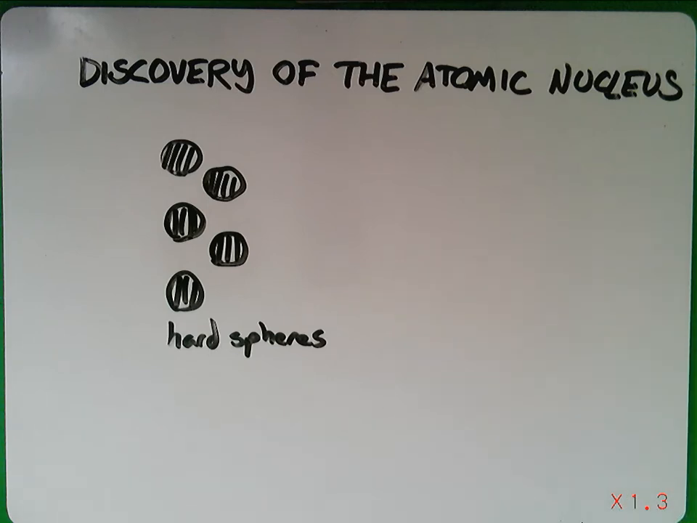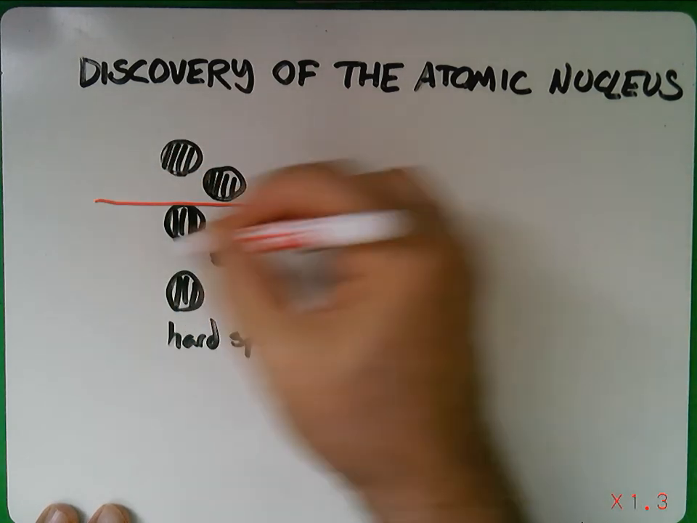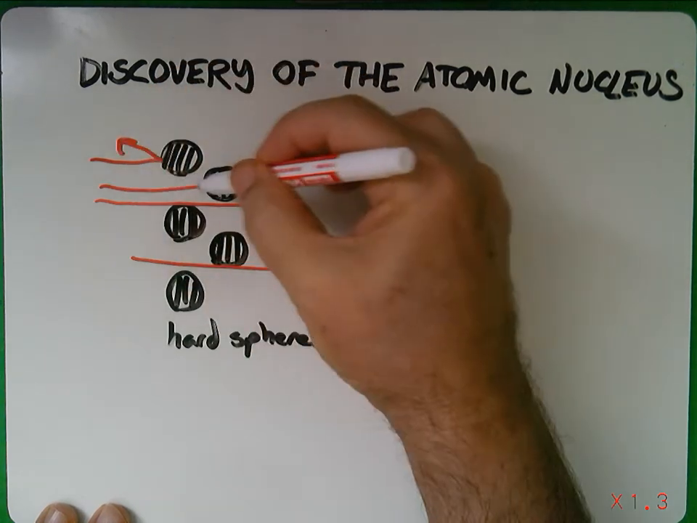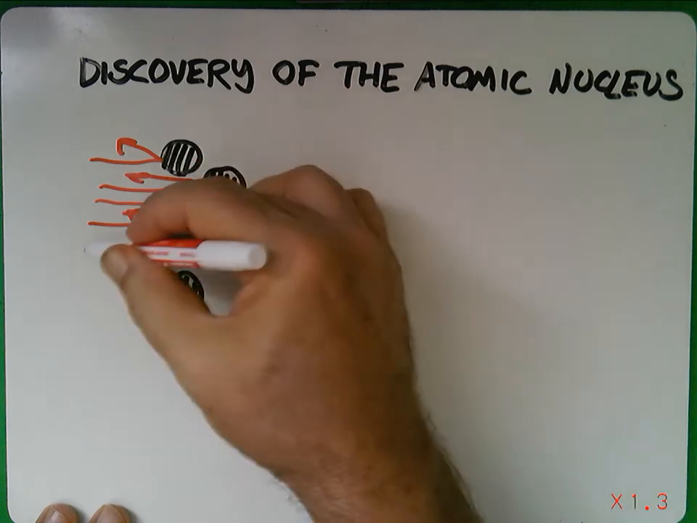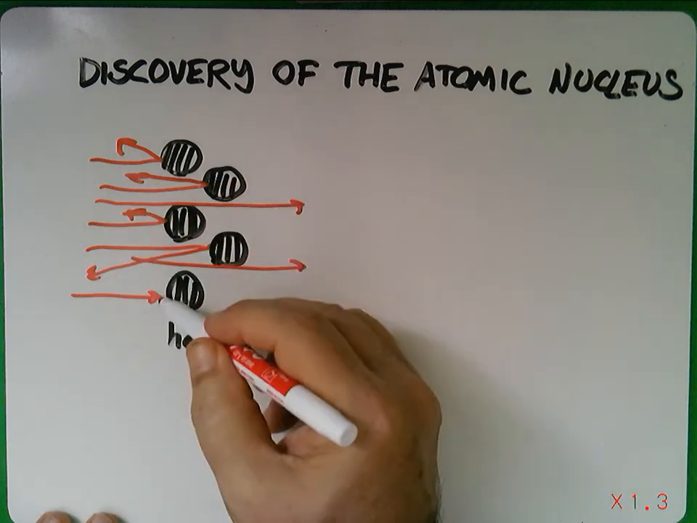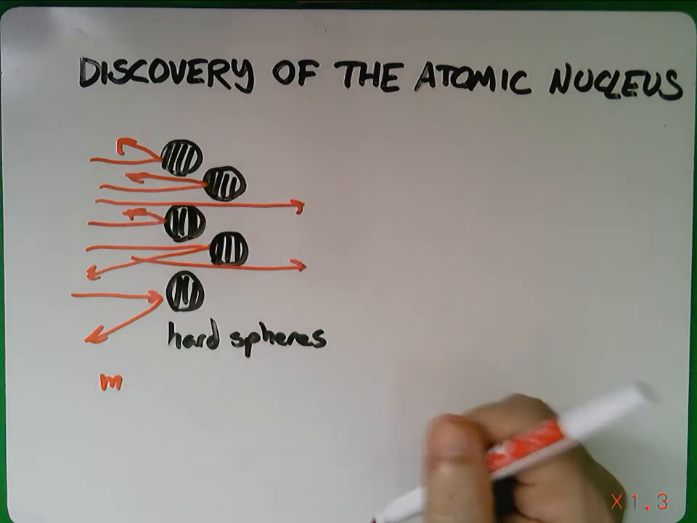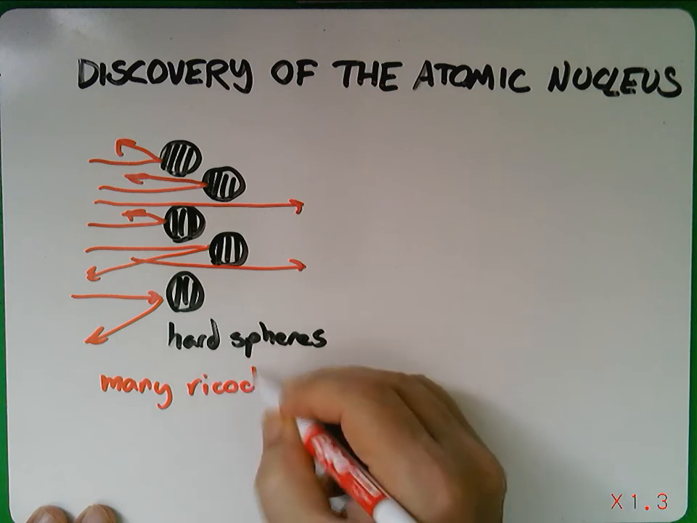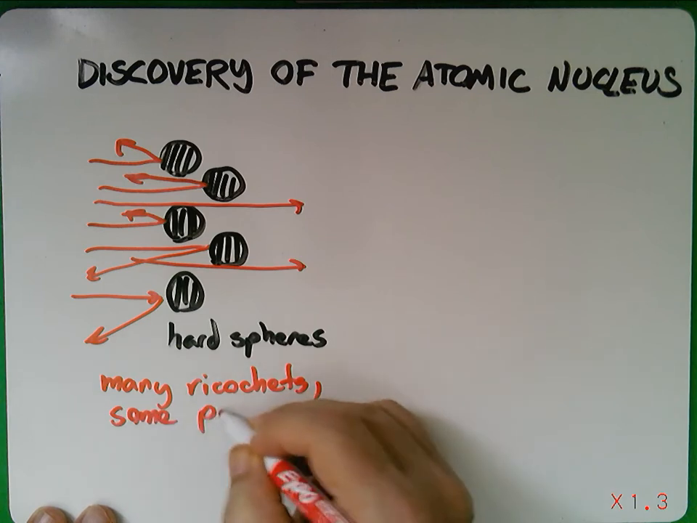Now bomb them with some alpha particles. You'll see some of the alpha particles are going to get through, but any of them that hit the atoms are going to bounce back. And actually, depending on how close together these are, a lot of them are going to bounce back. So you're going to get alpha particles fired at hard spheres, many ricochets. Some pass through.